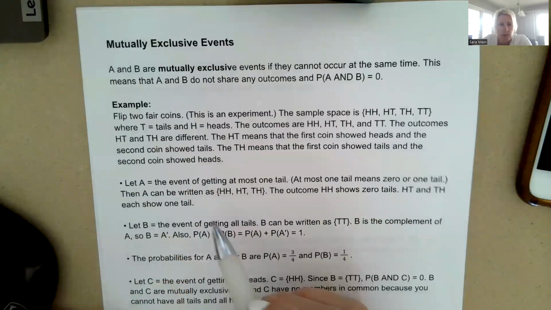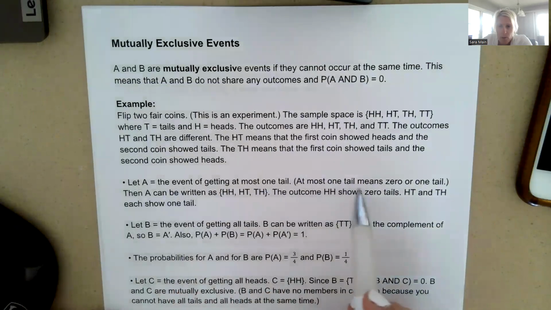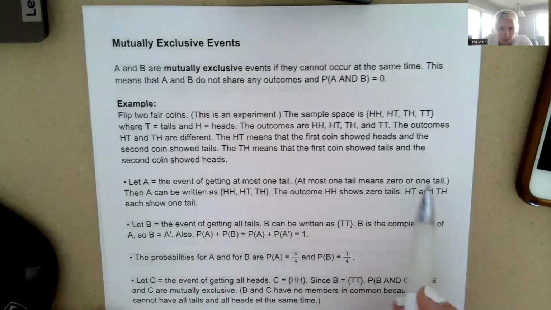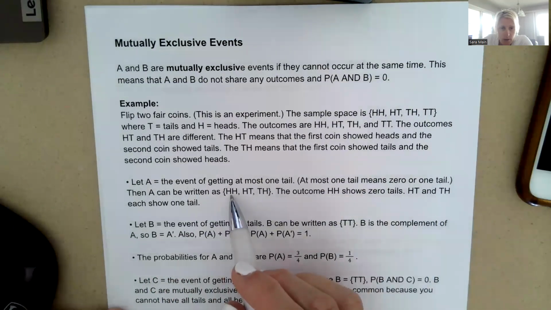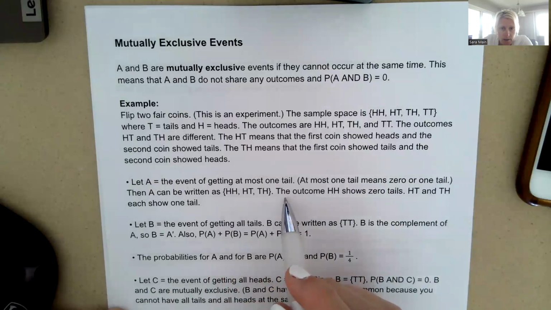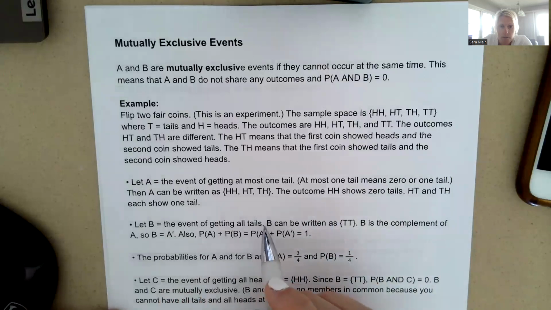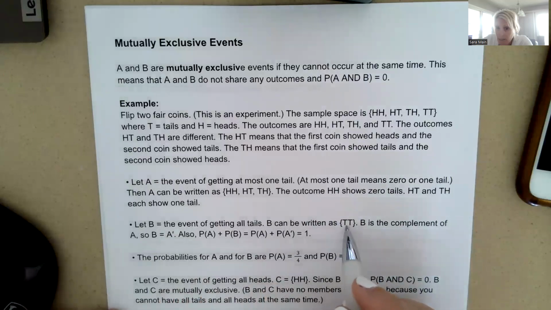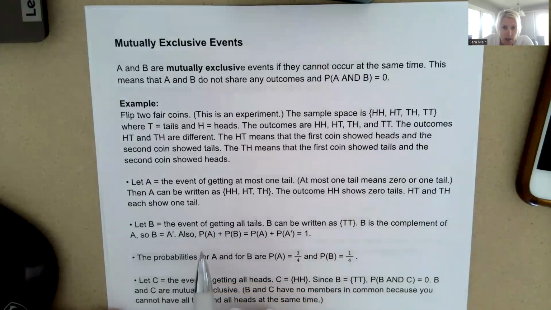The HT means that the first coin showed heads and the second coin showed tails. Okay. So let A be the event of getting at most one tail. At most one tail means 0 or 1. Then A can be written as 0 or 1 tail. So these three outcomes would suffice for that. Let B be the event of getting all tails. B can be written as T, T. That's the only option there. B is the complement of A. So B equals A prime. And so we also know that the probability of A and the probability of A prime, or the complement of A, equals 1.